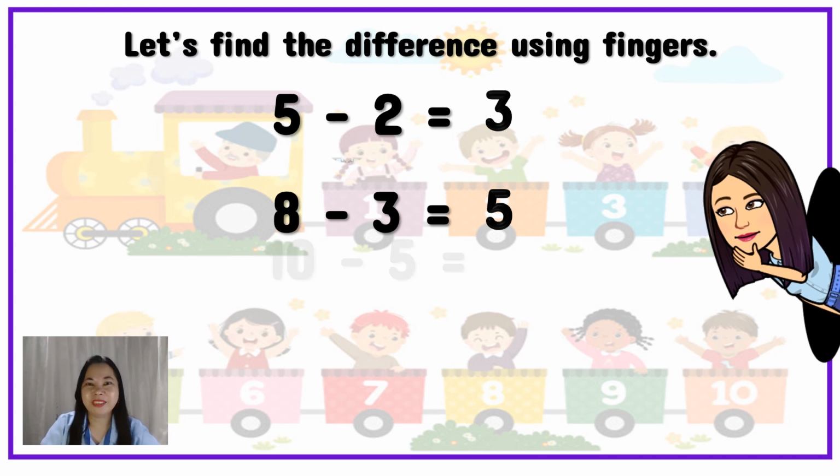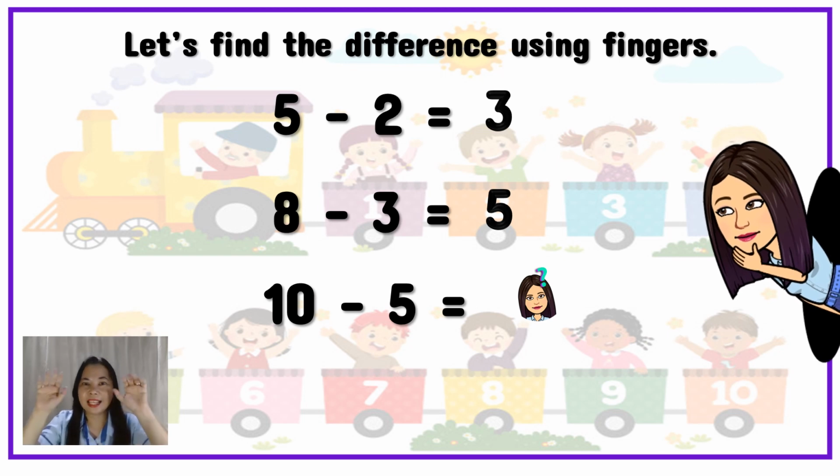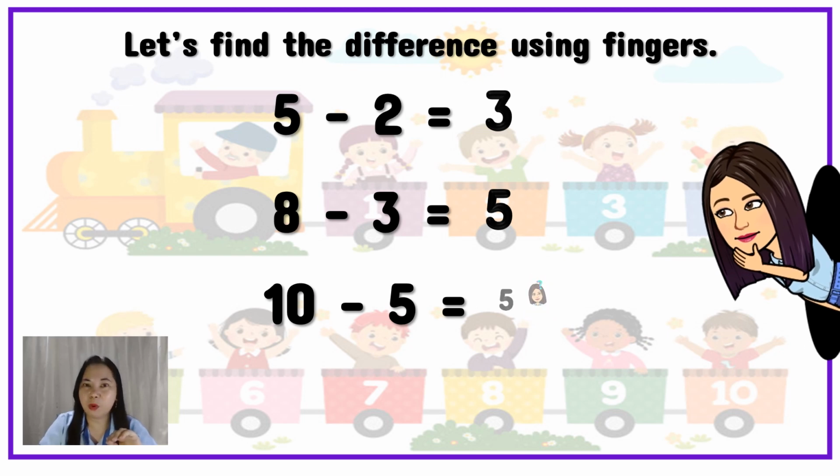Another example here. 10 minus 5. So let's show 10 fingers for the minuend. So let's fold the subtrahend, which is 5. So 5 fingers. So 1, 2, 3, 4, 5. Now let's count the remaining fingers. 1, 2, 3, 4, 5. So the remaining fingers, 5. It means 10 minus 5 is equal to 5. Am I clear with this?